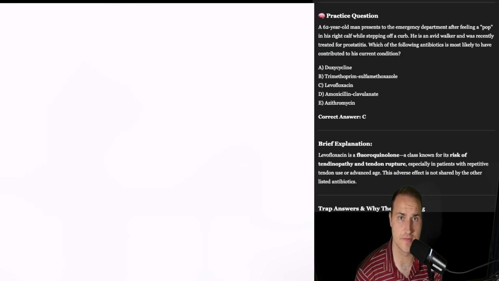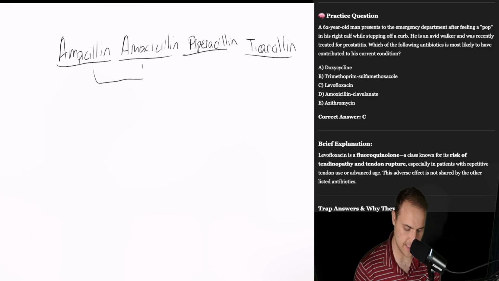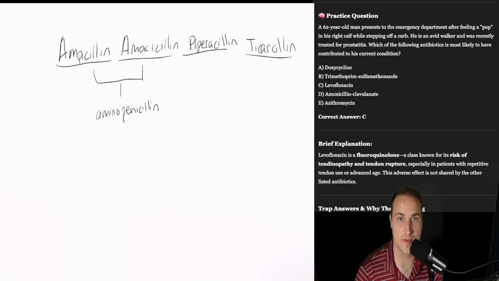Now, first things first for this question, you can answer it on your own if you want. I just want to teach you guys a little bit about the cillins: ampicillin, amoxicillin, piperacillin, and any other cillin that you might see on test day. Now, amoxicillin and ampicillin, these guys are aminopenicillins. Aminopenicillins are extended spectrum penicillins that contain a beta-lactam ring. They've got a ring around them.